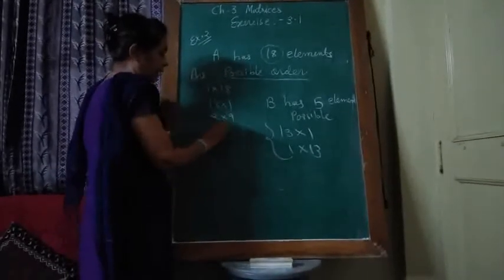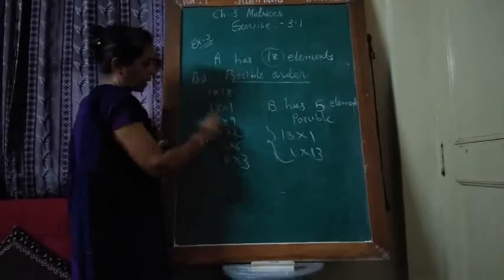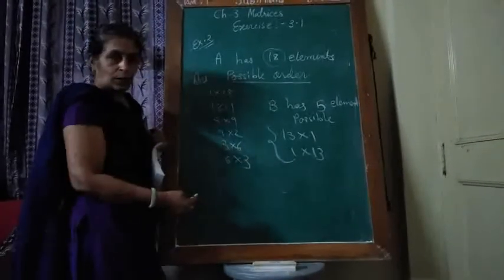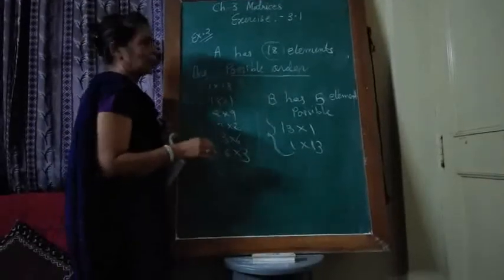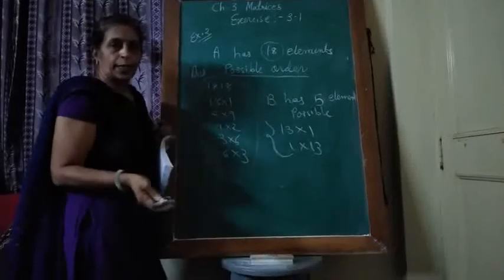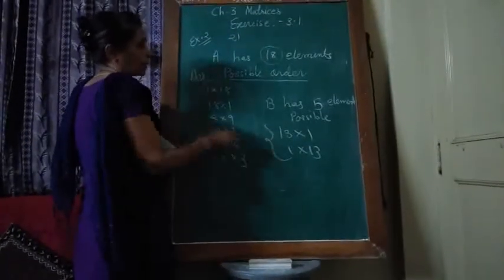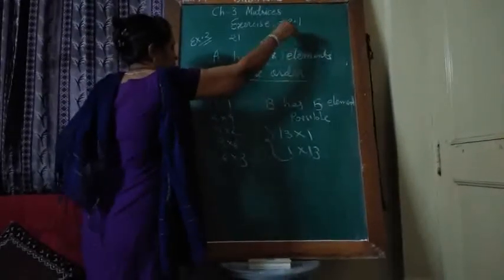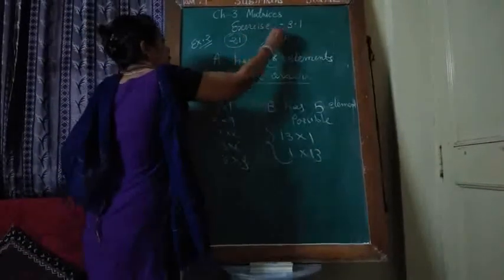2 nines are 18, 9 twos are 18, 3 sixes are 18, 6 threes are 18. All possible orders are here. Today I have also solved this, and this way you may take any other values. Instead of 18 you may take 21 elements, and instead of 5 you may take 9, or instead of 5 I write 17. So this is homework for you.